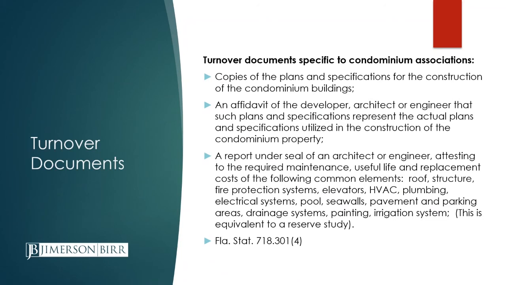And then they've also got to provide a report under seal of an architect and engineer attesting to the required maintenance, useful life, and replacement cost of the following elements: roof structure, fire protection systems, elevators, HVAC, plumbing, electrical systems, pool, seawalls, pavement and parking areas, drainage systems, painting, irrigation system. And so that's essentially the first reserve study for the association. And so that would tell you what you needed to reserve for those particular systems. But that's not the only systems that you have to reserve for. So the board can decide that they're going to reserve for additional systems in the future if they wanted to.